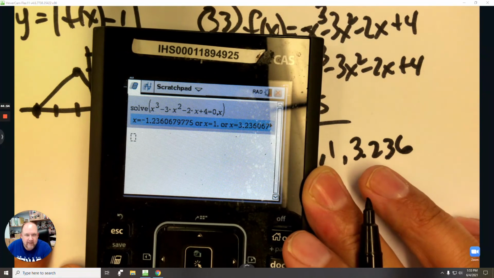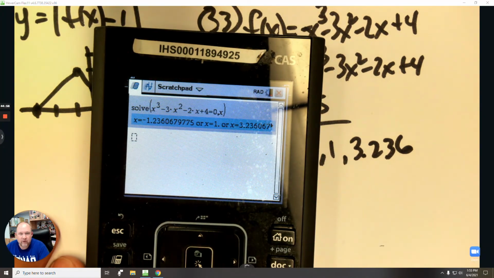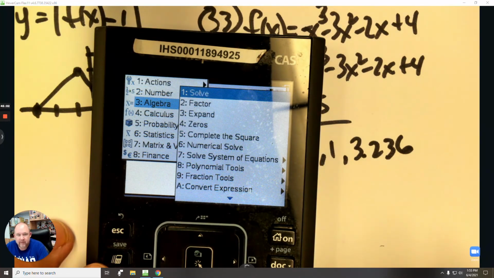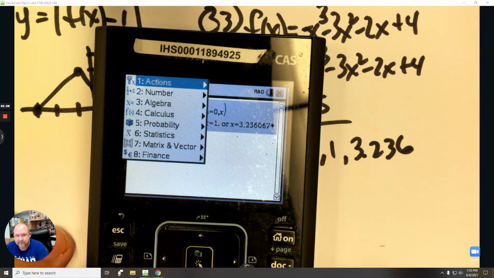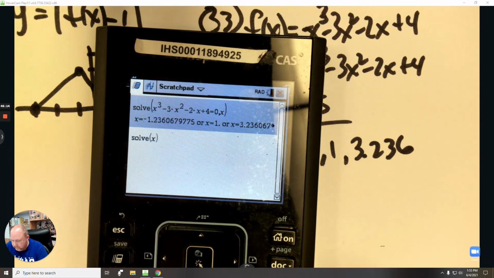Just writing them down. While I'm here, I might as well do the other one. Can you solve this equation? Since I'm here, algebra, solve. Oops, let's get down here, let's do it again. Menu, algebra, solve. And now the equation is x cubed subtract 2x squared plus 5 equals, just type it.